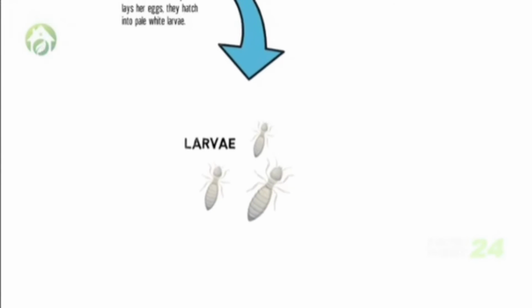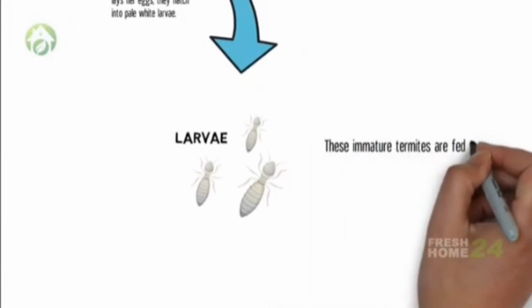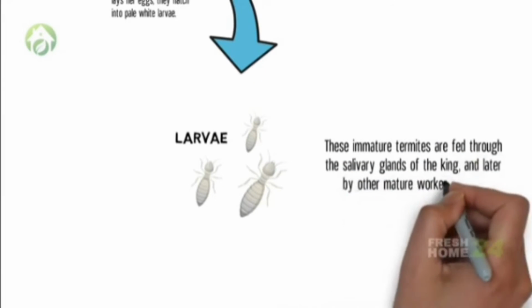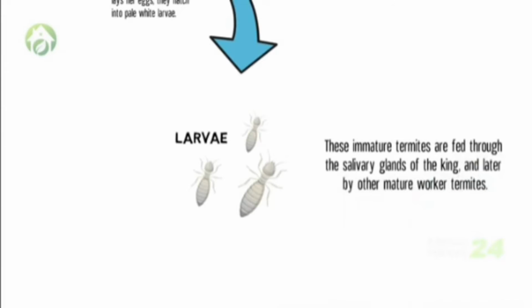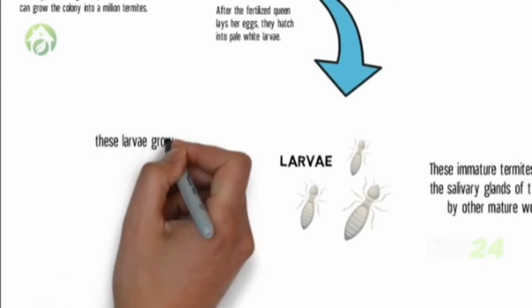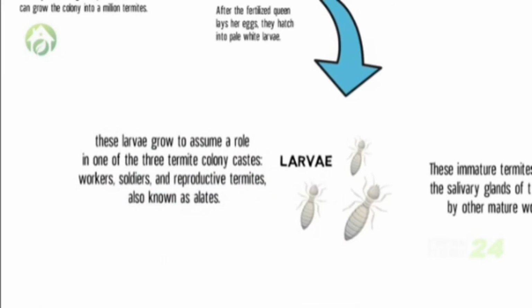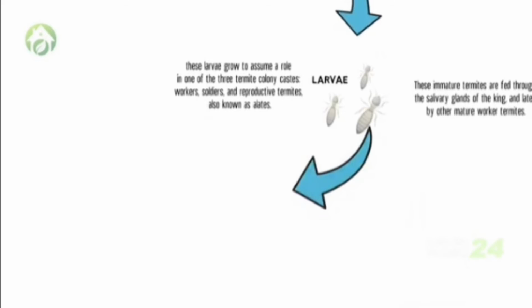Larvae. These immature termites are fed through the salivary glands of the king, and later by other mature worker termites. Based on chemical messages received from the queen and king, the larvae will develop into one of 5 specialties. Over the course of several molts, these larvae grow to assume a role in one of the 3 termite colony castes: workers, soldiers, and reproductive termites, also known as alates.